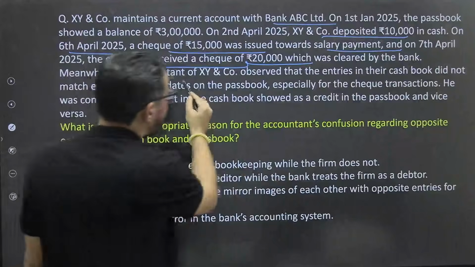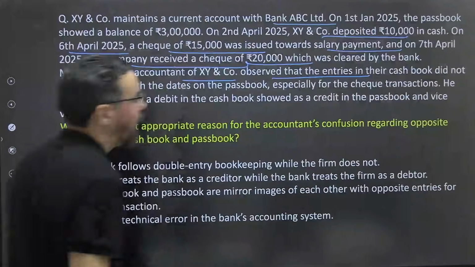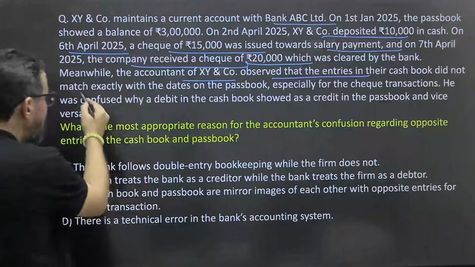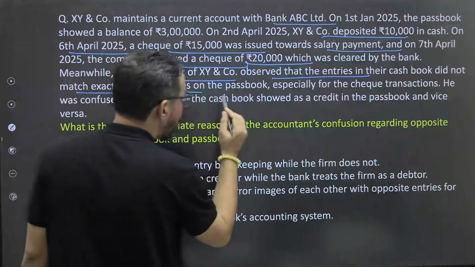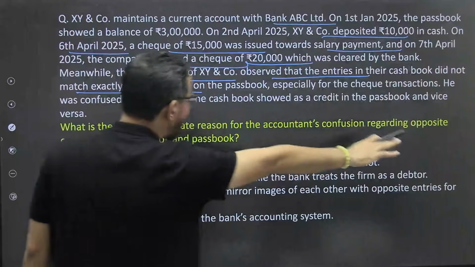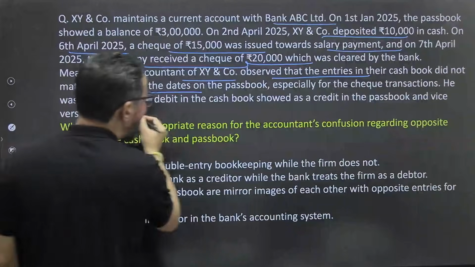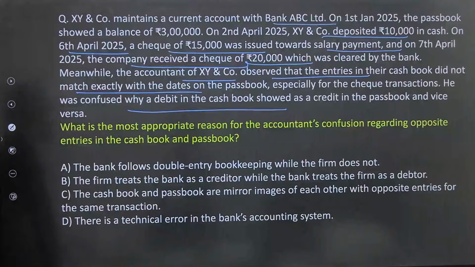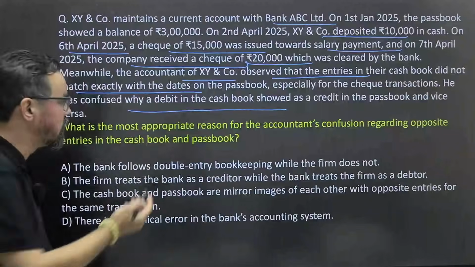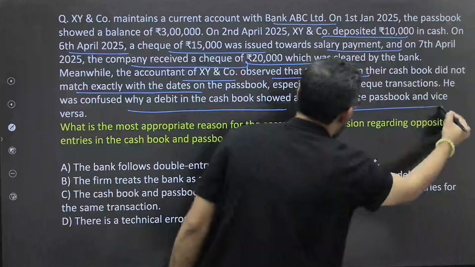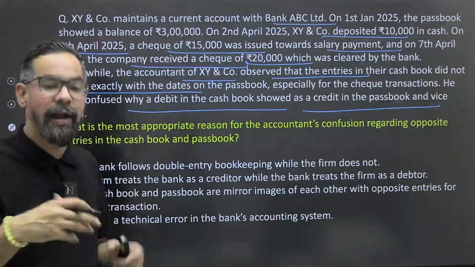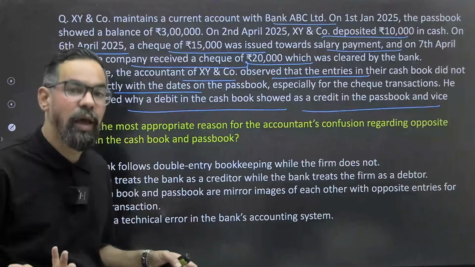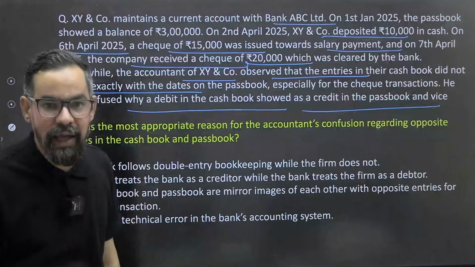Meanwhile, the accountant of XY observed that the entries in their cash book did not match exactly with the dates on the passbook, especially for the check transactions. He was confused why a debit in the cash book showed as a credit in the passbook. Okay? The confusion, or the actual question, is based on this, because he is confused like us. Why does a credit balance of the passbook show on the debit side in your cash book? Because the passbook is a mirror image of your cash book.